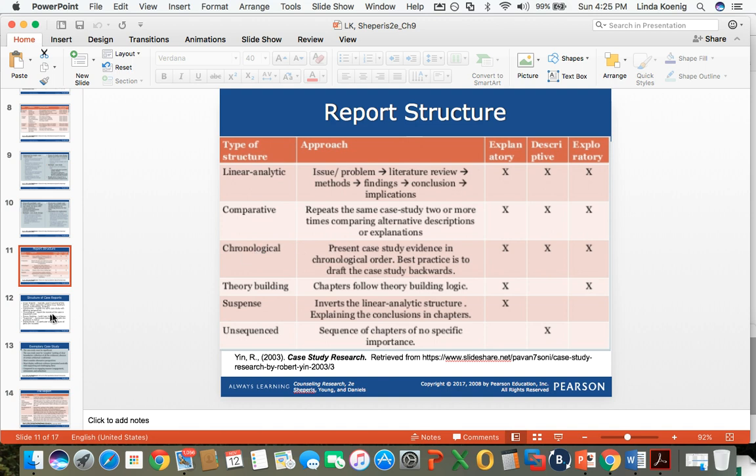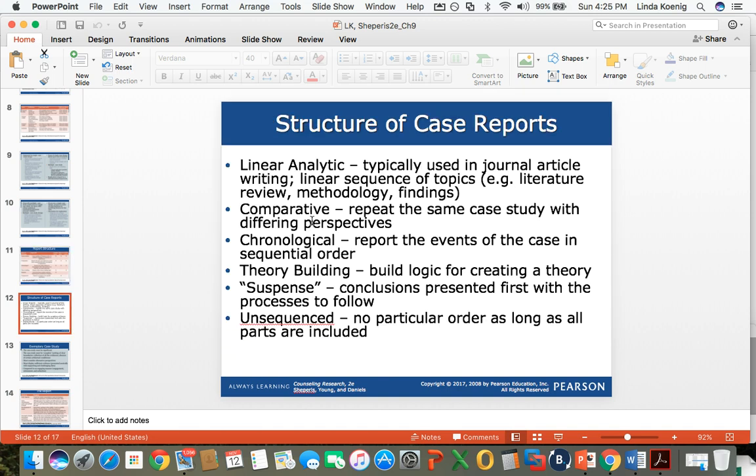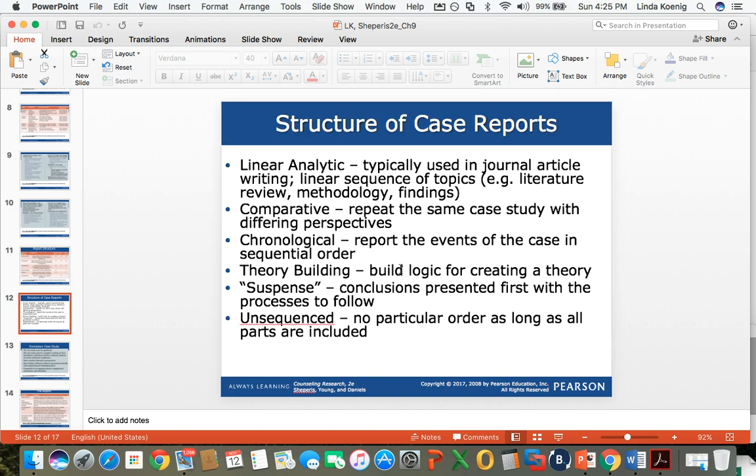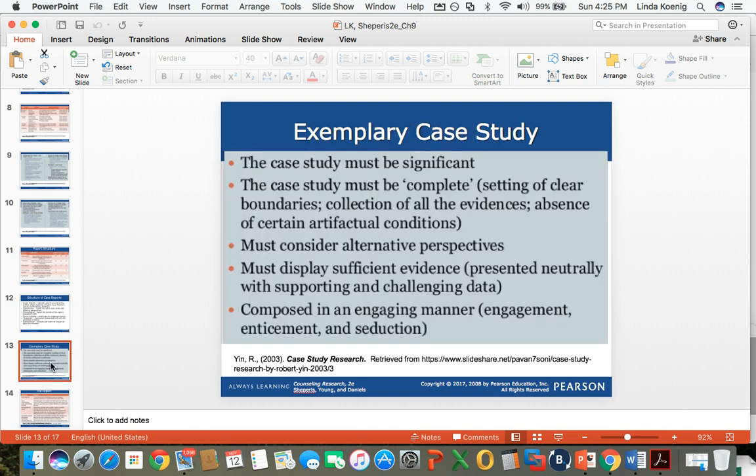So some of this in the middle, the approach, I think is pretty easy to understand from this slide, but I also left in the Pearson slide here that gives a little different explanation as to what each one of these structures are, so that if you have any difficulty with this table, then hopefully it'll become clearer when you look at the Pearson slide.